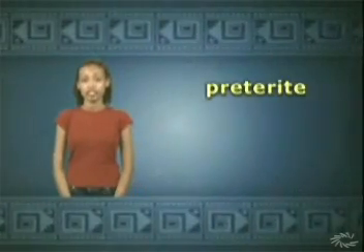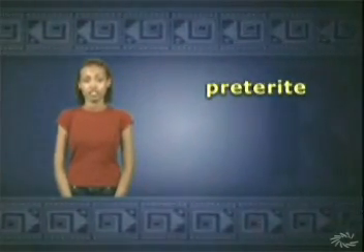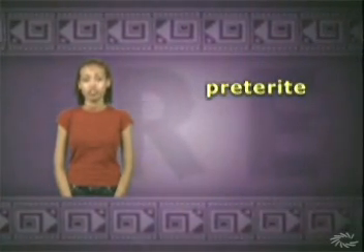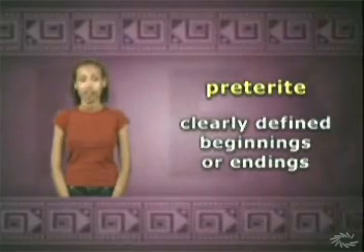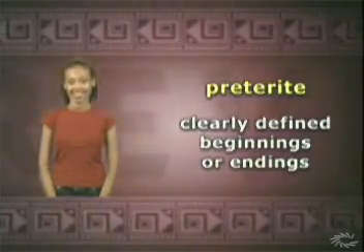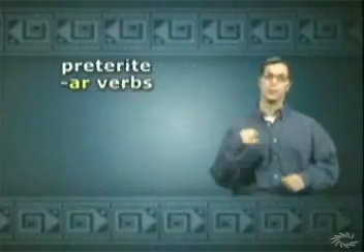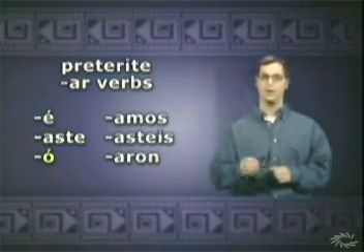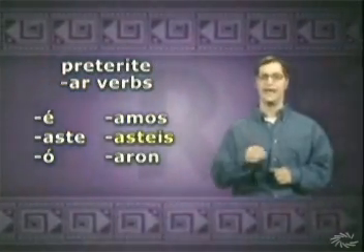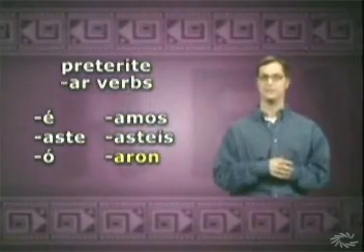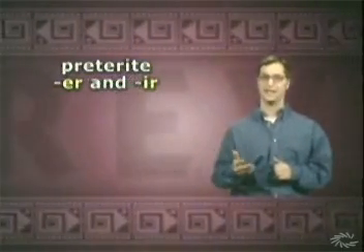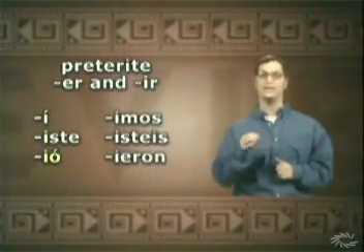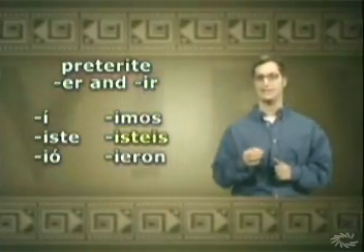The preterite tense is one of two ways Spanish speakers express actions that happened in the past. Specifically, the preterite is used to express actions that have clearly defined beginnings or endings. The preterite endings for AR verbs are é, aste, ó, amos, asteis, and aron. They're attached to the stems of AR verbs. The set of endings that is used for both ER and IR verbs is í, iste, ió, imos, isteis, ieron.